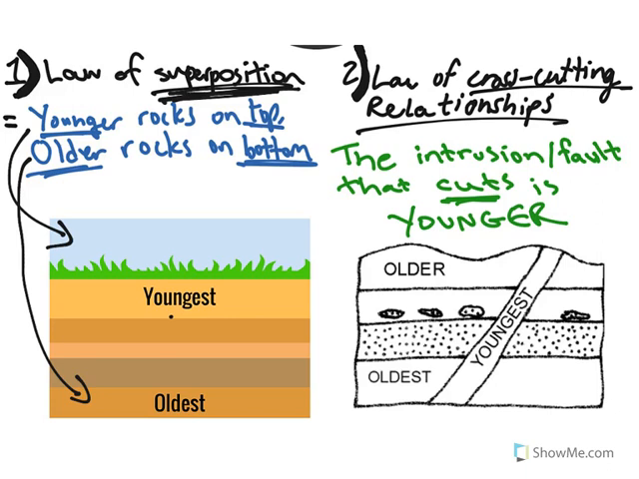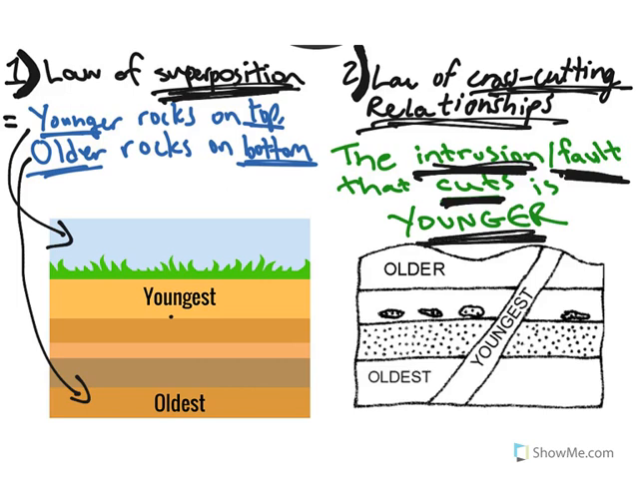The second law is much more confusing, makes you think a little bit more. This is called the law of cross-cutting relationships. All this law is telling you is that the intrusion or the fault, remember, intrusion is just magma that creeps through rock layers and then cools. The intrusion or the fault, remember the break of the rock, that is cutting through the rock is going to be younger than what it is cutting through.